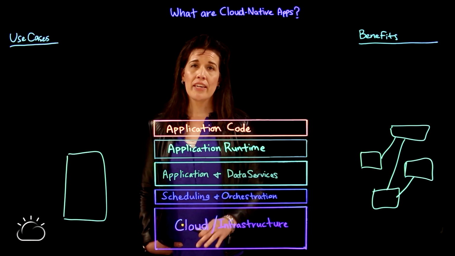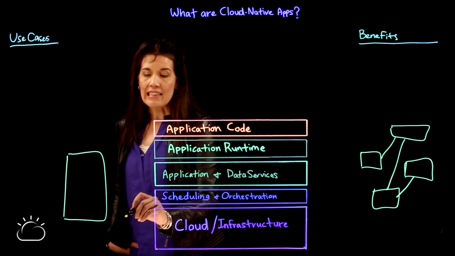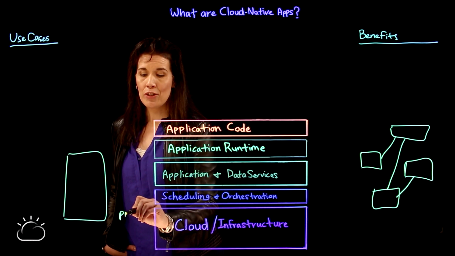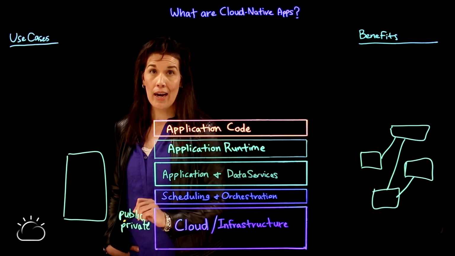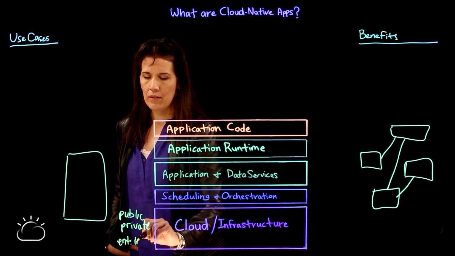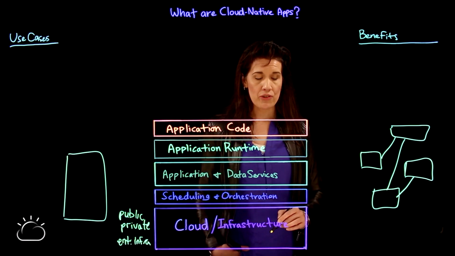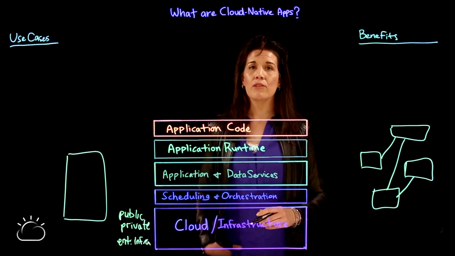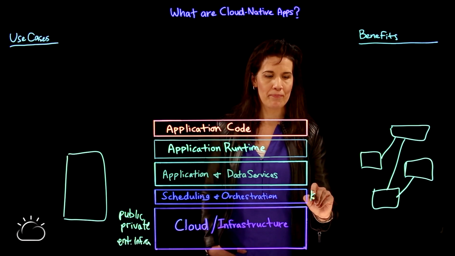If we take a look at this diagram here, we see we have cloud infrastructure. This is your private, your public, and your enterprise infrastructure. Cloud native apps apply to hybrid and multi-cloud situations. We also have our scheduling and orchestration layer. This layer is all about control planes like our Kubernetes.